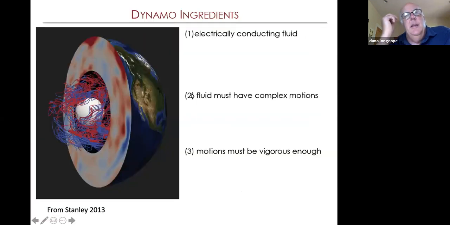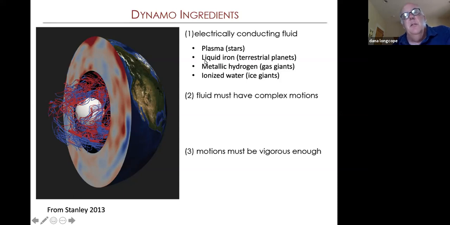One of the lecturers coming up will go into greater detail on this, but in her earlier lectures she basically said that anything that has 3 ingredients will generate its own magnetic field. And the first is having an electrically conducting fluid, which for stars is plasma, for terrestrial planets is liquid iron, gas giants have metallic hydrogen, and some ice giants have ionized water.